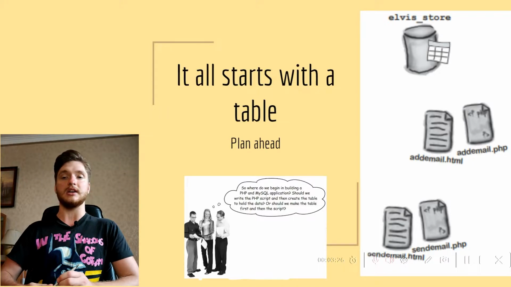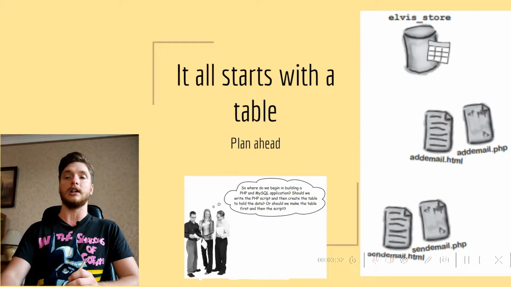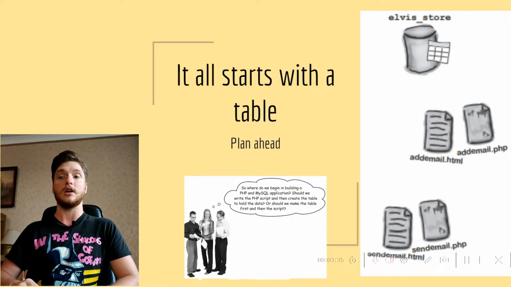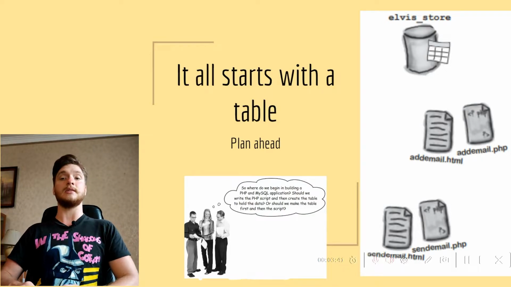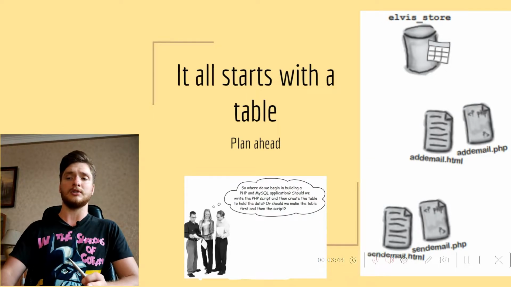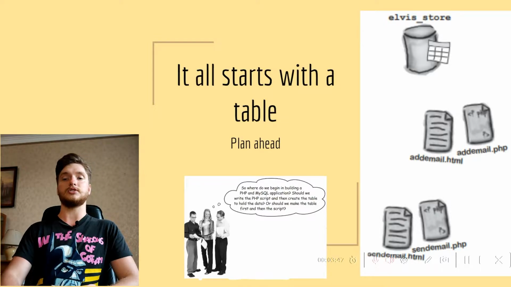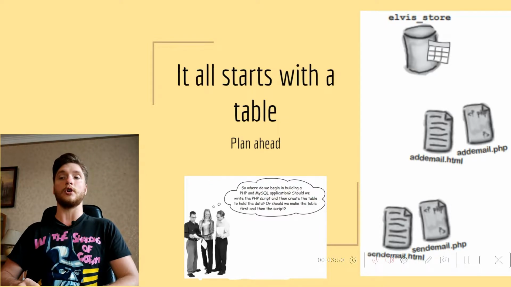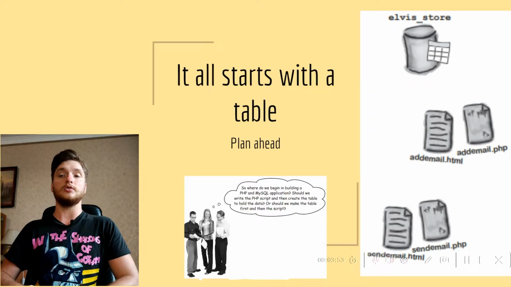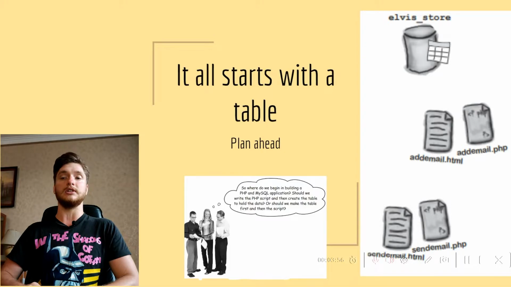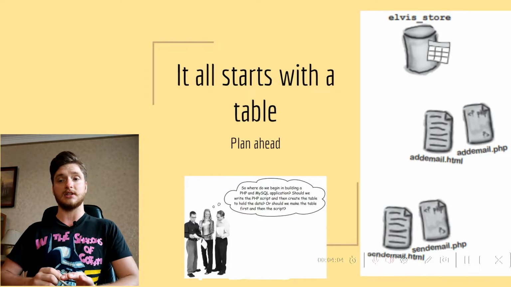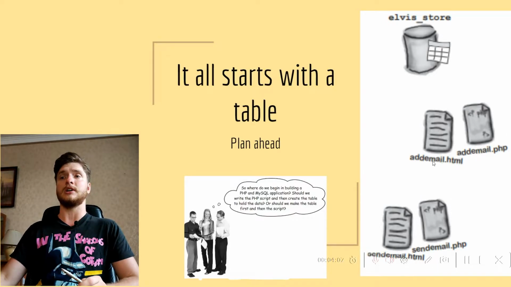By breaking it down into steps, we can focus on one thing at a time and not get overwhelmed. First, create a database and table for the email list. This table will hold the first names, last names and email addresses of everyone on Elmer's mailing list. Step 2: create an add email web form and PHP script for adding a new customer to the list. Here is where we build a form and a script that will allow a customer to easily enter their first name, last name and email address, and then add them to the mailing list.